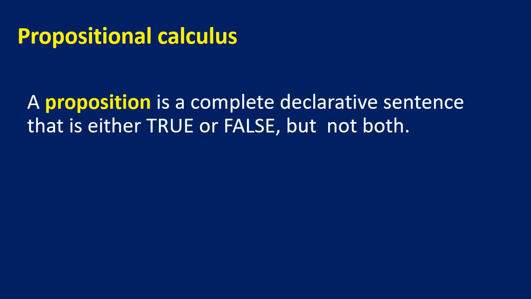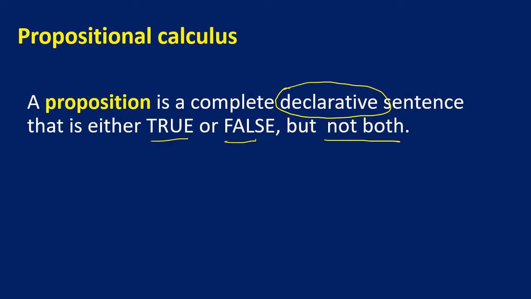Okay. First, let us start with the definition of proposition. What is a proposition? A proposition is a complete declarative sentence. So let me just emphasize that. It must be a declarative sentence. So automatically, if it's not a declarative sentence, it's not a proposition. But of course, not all declarative sentences are propositions. A proposition is either true or false, but not both. What do we mean by the statement that it cannot be both?